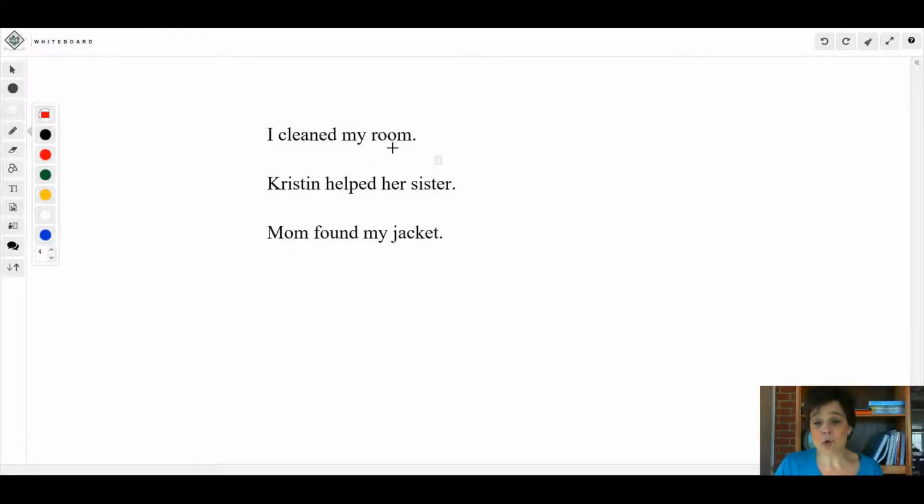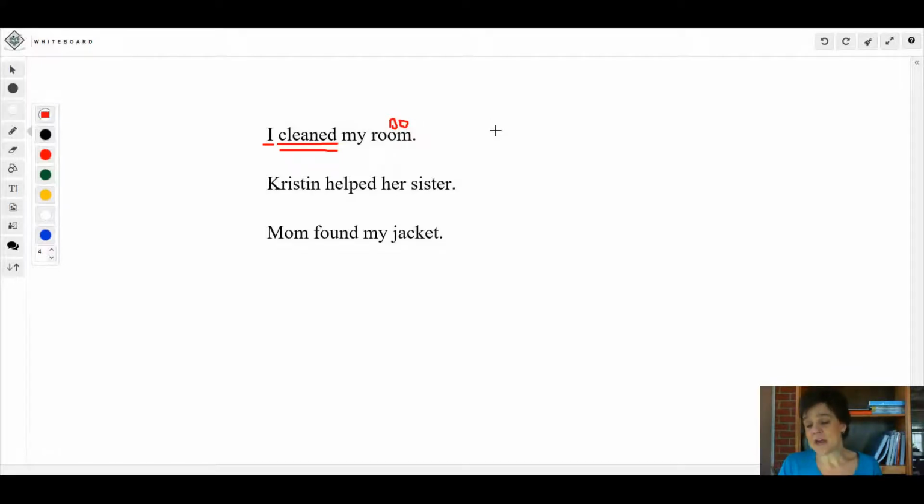I cleaned my room. All right, in this sentence, cleaned is the action verb, right? Okay, your subject is who or what cleaned. That's your simple subject. Now, since this is action, we're going to look and see if there's a direct object. The way you do that is you ask yourself, I cleaned who or what? Room. Room would be what we call the DO. That stands for direct object.